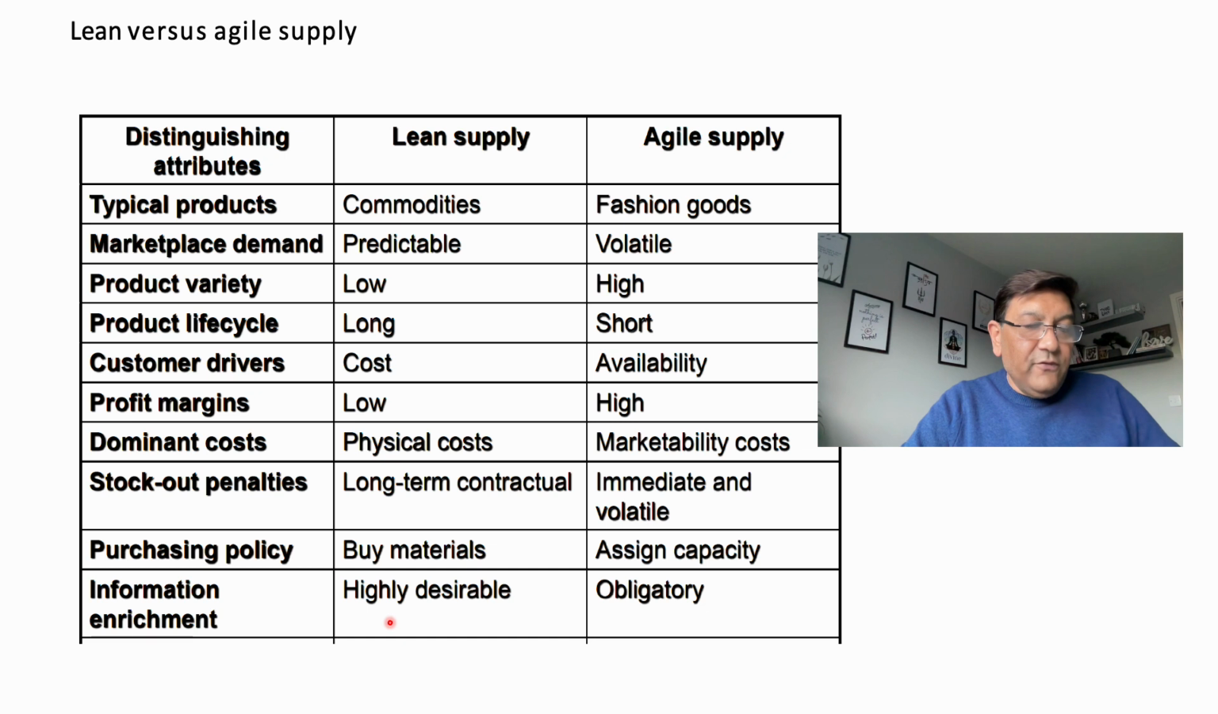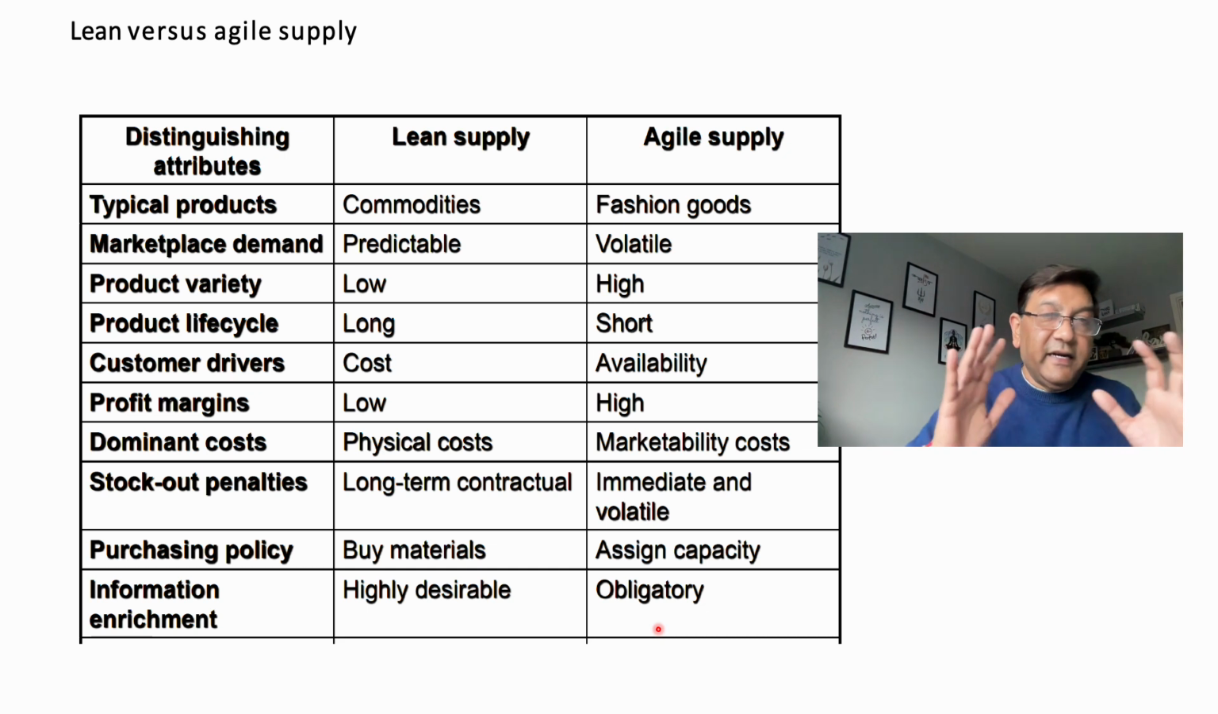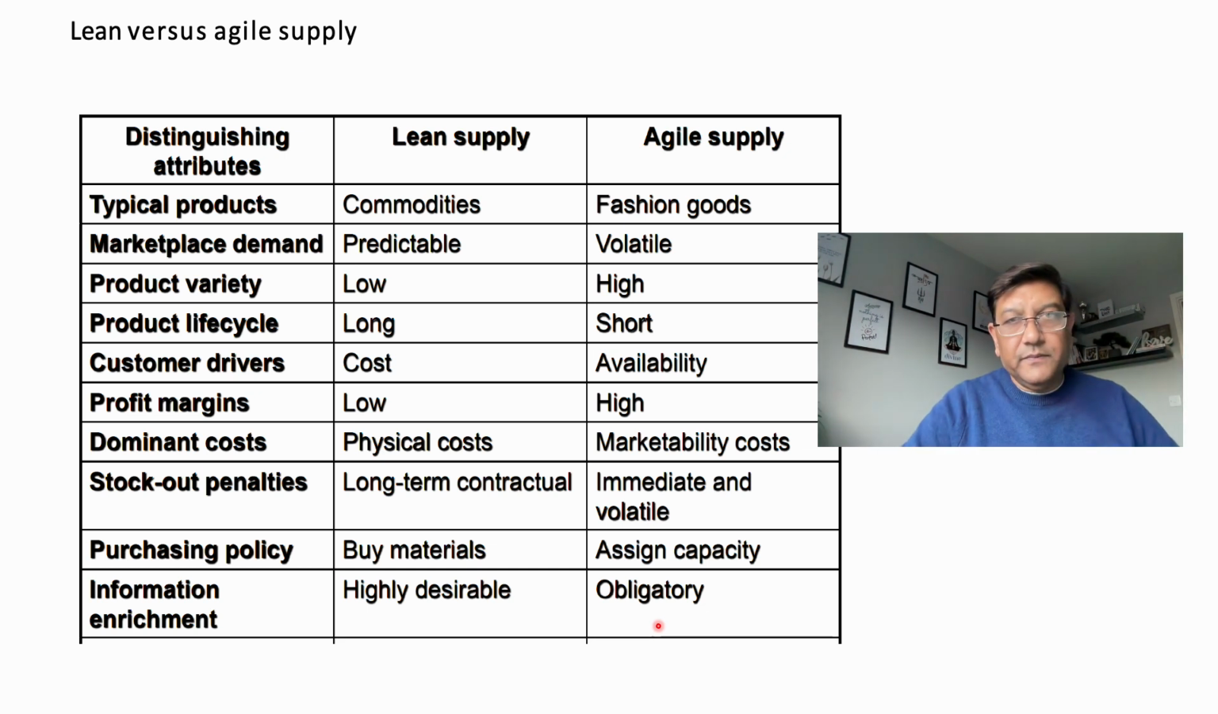In lean, information enrichment is highly desirable. In agile, obligatory, but I would say it is not obligatory nowadays. I believe we are more keen to get the information from our customer to make sure that we are delivering the right product at the right time based on their specification. But yes, it's highly desirable in both. I would say mandatory in both now.